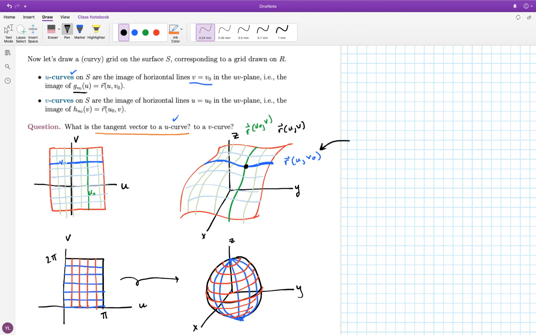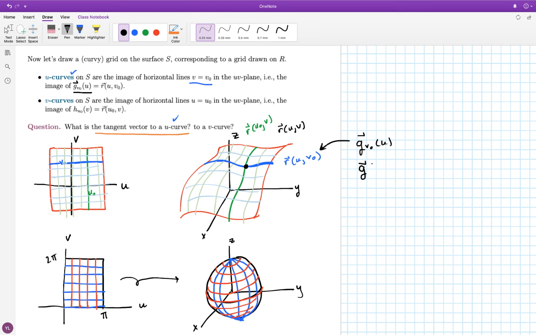So I can view it as just a regular old vector function with one parameter. So I could call this G v naught of u. And we know how to find tangent vectors to parametric curves like this. We just take a derivative, right? This would just be G prime.